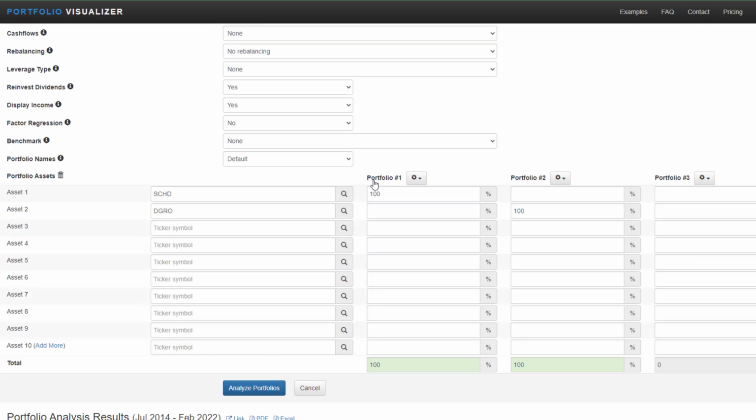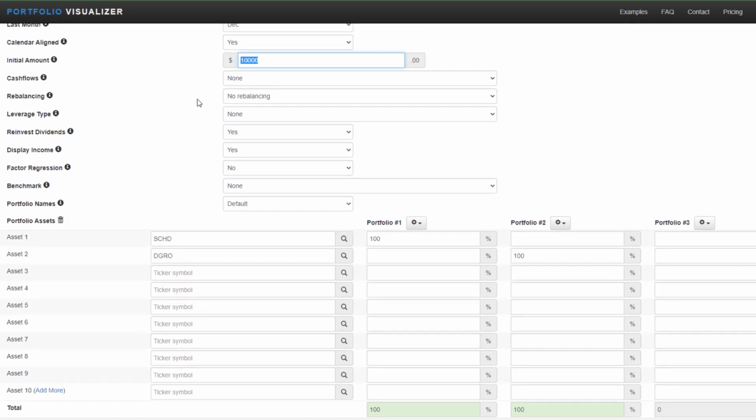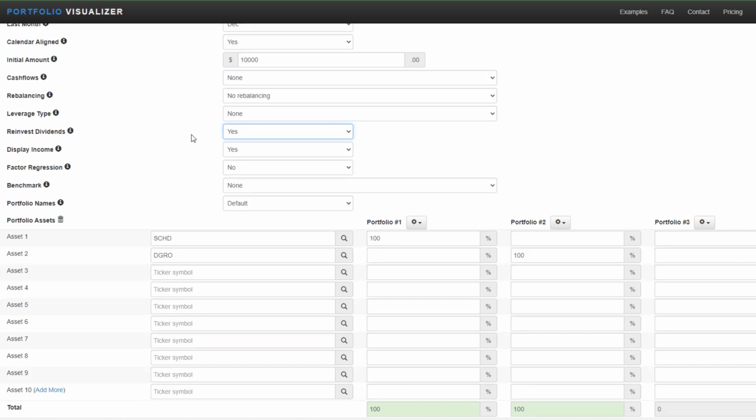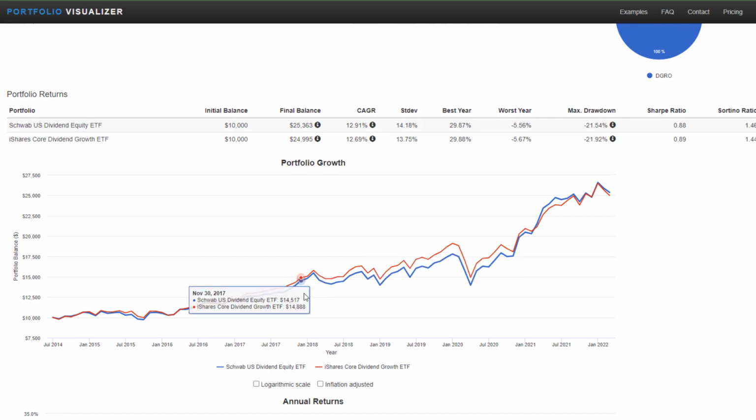Over on Portfolio Visualizer, I want to compare SCHD versus DGRO to be able to see what the history of these two funds would have looked like if you invested $10,000 starting at the inception date of the most recent fund, which is DGRO. I want to see what it looks like if you reinvested dividends and did not reinvest dividends. Taking a look at the graph, the funds track very similarly, investing $10,000 in June of 2014 to today. The funds are almost identical, SCHD being slightly ahead.